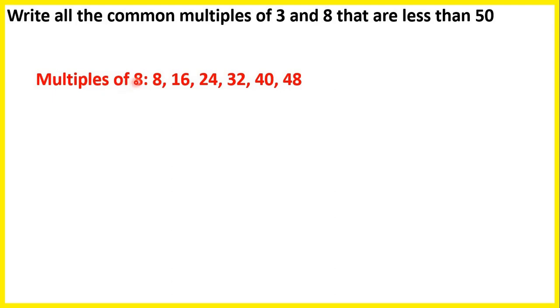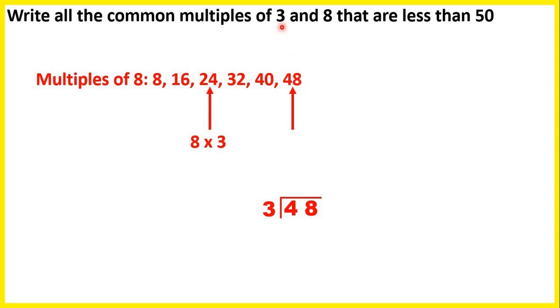So multiples of 8 are numbers in the 8 times table, and because we want numbers that are less than 50, we can stop at 48. So which of these numbers are also in the 3 times table? Well, 24 is a multiple of 3 because 8 times 3 is 24. And 48 is also in the 3 times table.